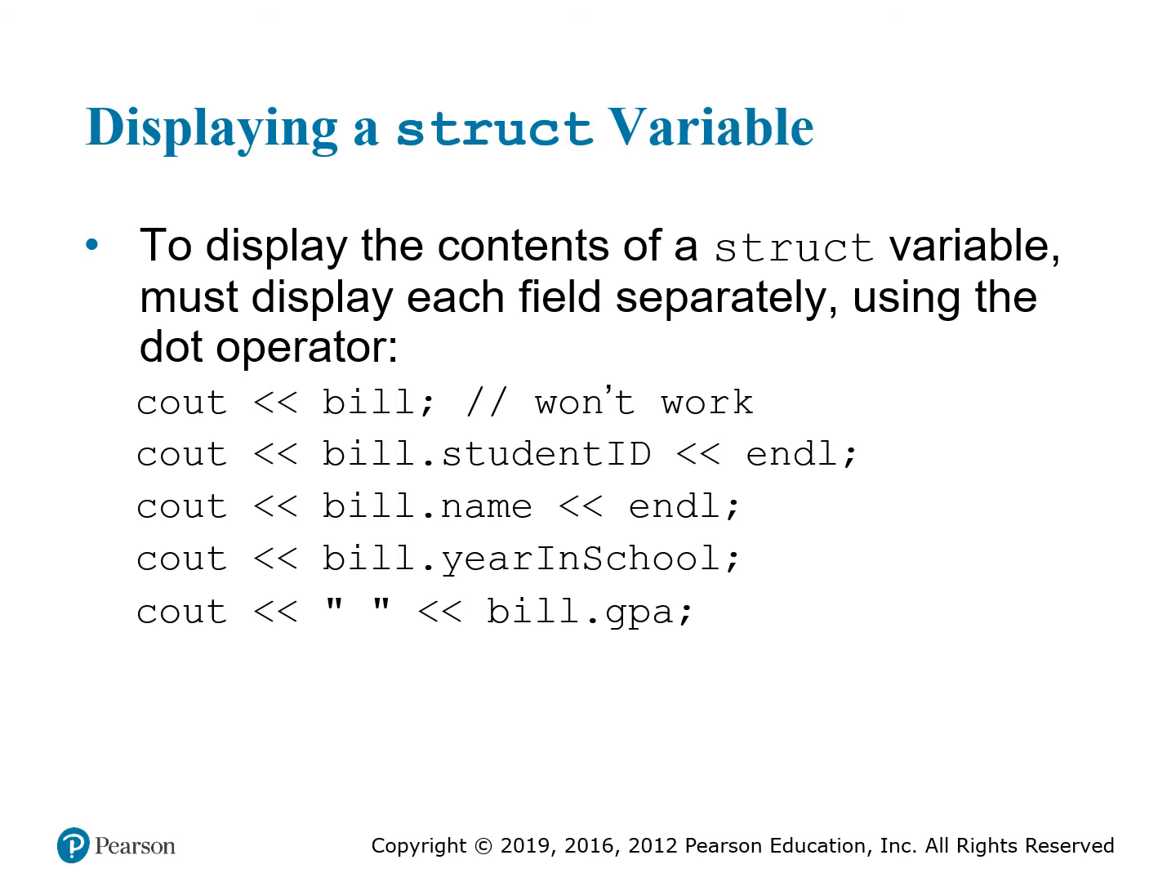So if I cout Bill, that's going to produce a string of numbers that are kind of meaningless gobbledygook to me, or it might just choke and say I can't acquire a value from that, and it wouldn't compile. But I can cout bill.studentID or bill.name. Those act like a normal variable. This does not act like a normal variable in this case.